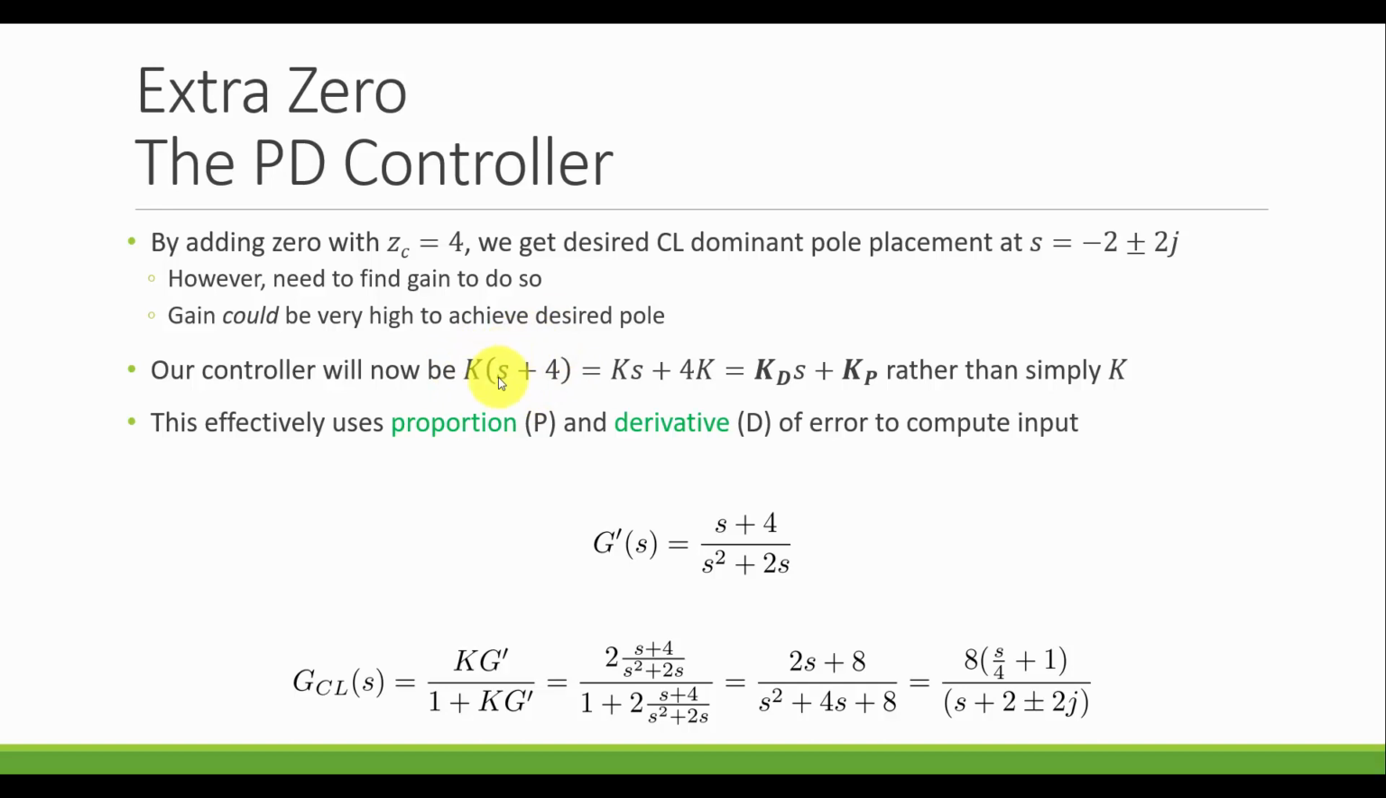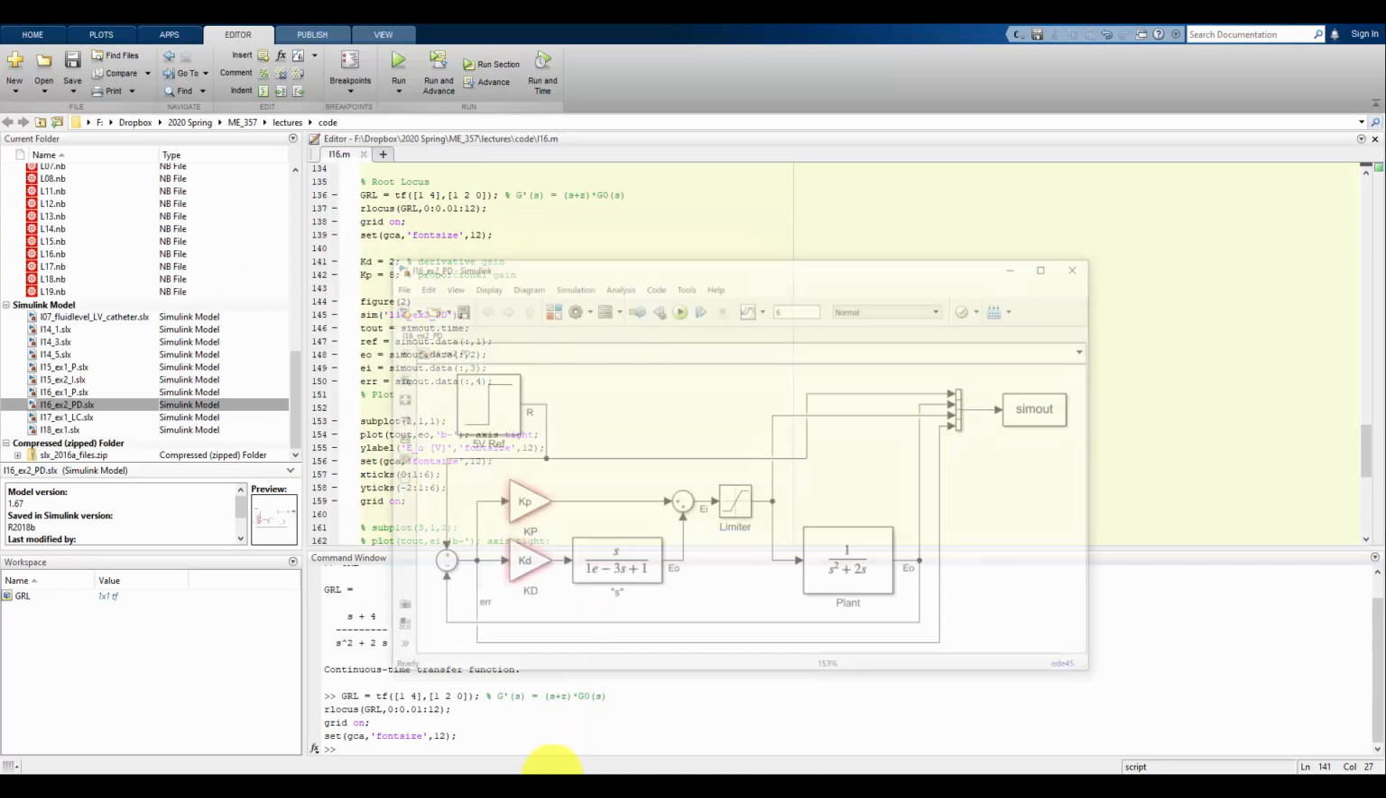So I want to expand this out, so I have Ks plus 4K, and what we're going to see is that the term with the s is Kd, that's going to be the 2 that we found, and then Kp is actually going to be our zero times the gain of 2, so 8. And that's how I'm going to be implementing this in the controller step when we validate it using Simulink. So again, for the PD controller, we have a gain for the proportional part, the Kp, in this example right now 8, and a gain for the derivative part, Kd, and that's going to be 2. All right, so going into MATLAB, I'll open up the Simulink file here.